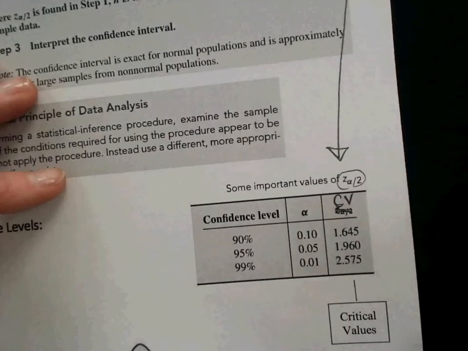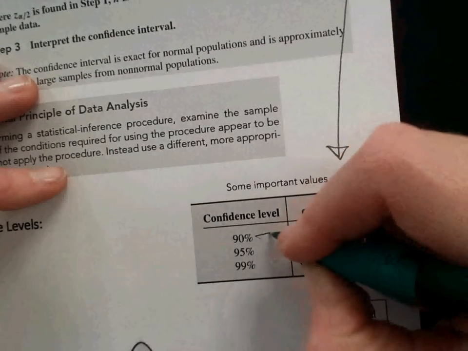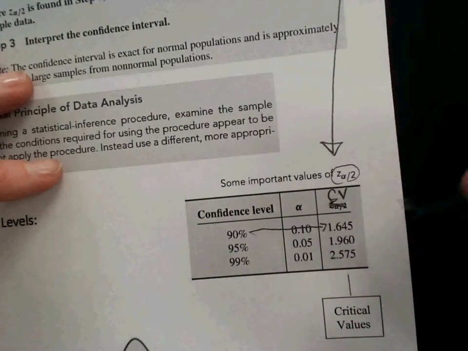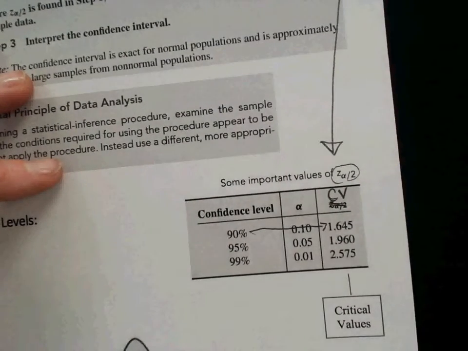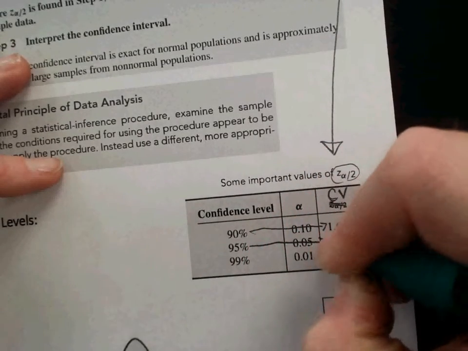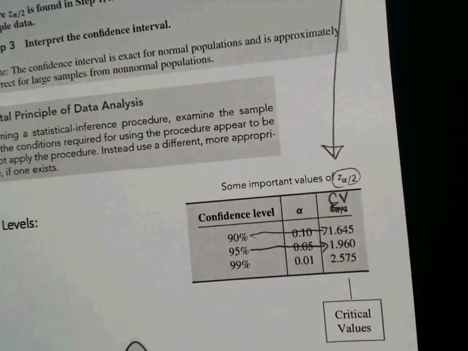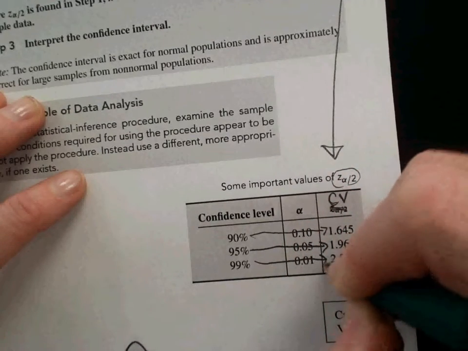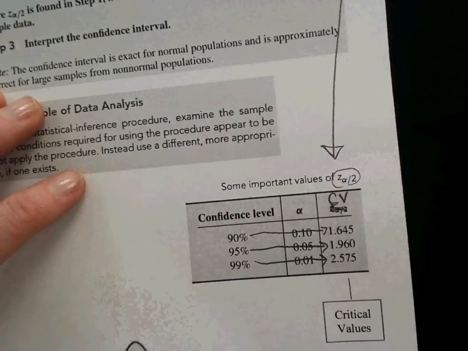So we've got the 90%. We're going to kind of cross through the 0.1 alpha. We're not going to reference that. Is 1.645. The 95% is 1.96. We said it was 2 for the 8.1 notes. We were just rounding, right? So now we're just a little more precise. And for 99%, we've got the 2.575 critical value.